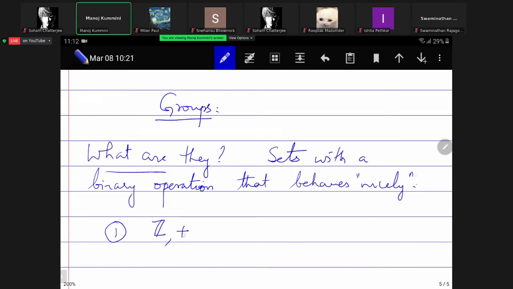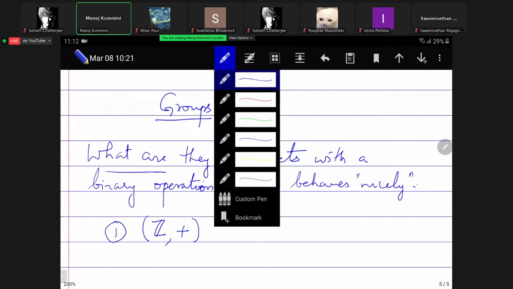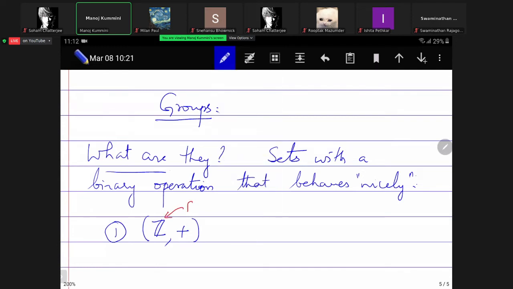So we will typically write like this. This is the set and this is the binary operation. Binary operation means an operation that takes the input of two things and gives some output of one. In other words, if you call the set X, then it's a map from X cross X to X.